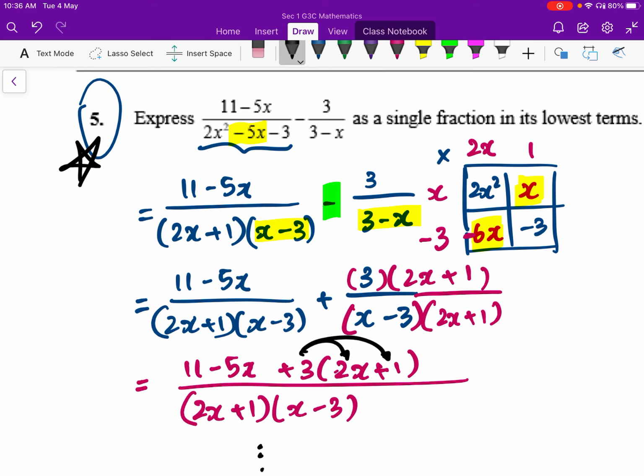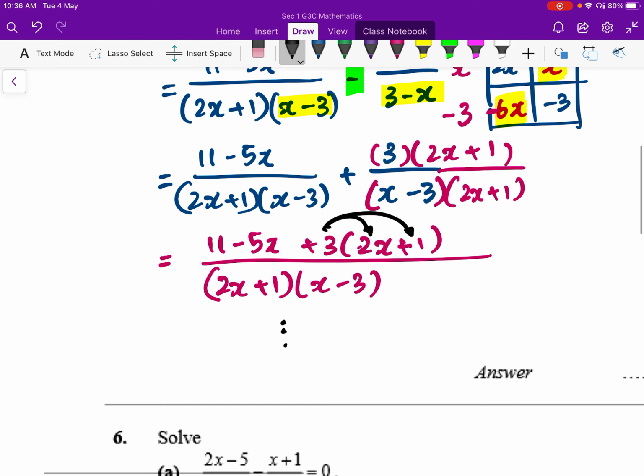Then later on your power becomes very big. Then you'll find that, wow, not enough space to do all your work. And then you don't know how to simplify. You don't know how to factorize after that.